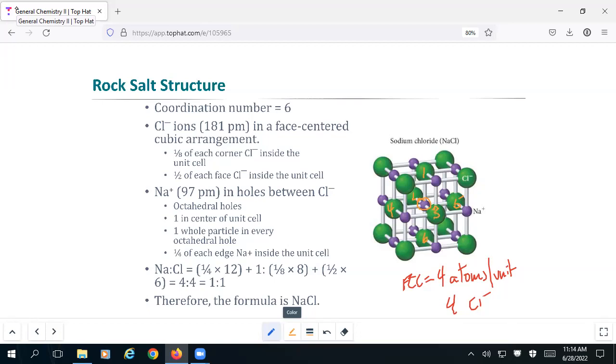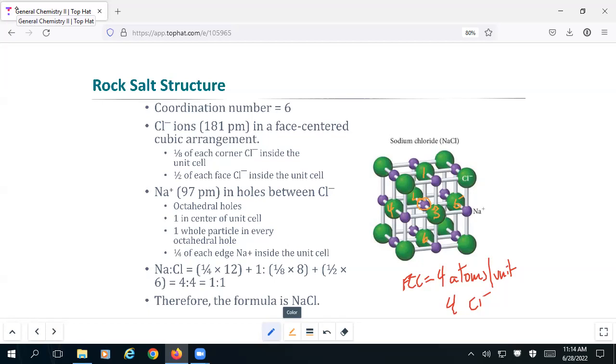Remember back to your molecular shapes. That molecular shape that had the 6 things coming off of it was octahedral. And here we see it in this ionic crystal now with the sodiums.